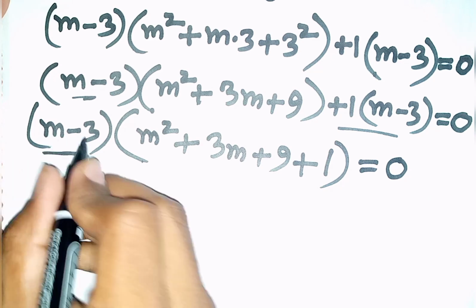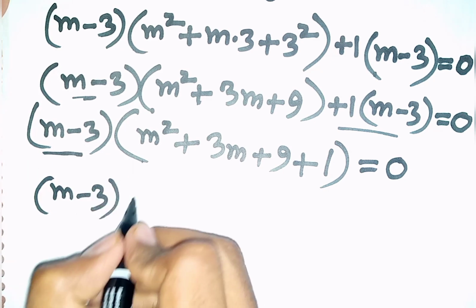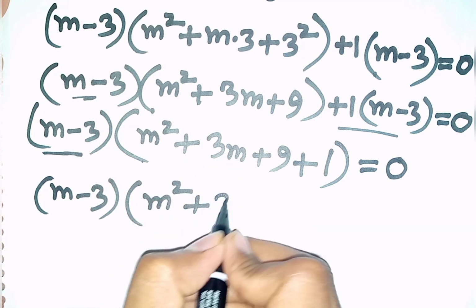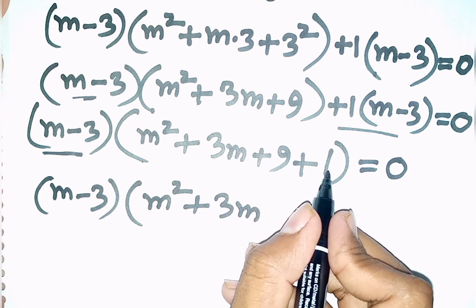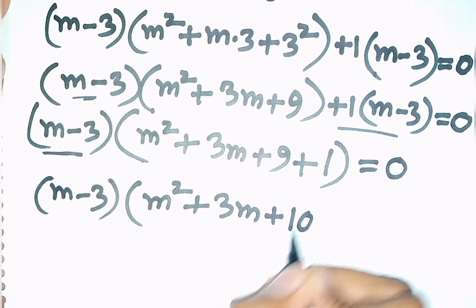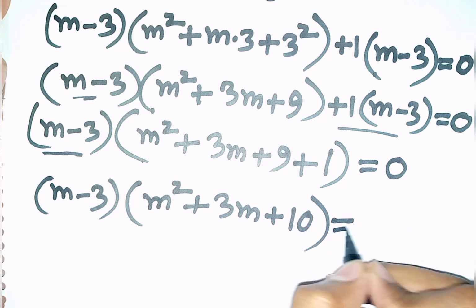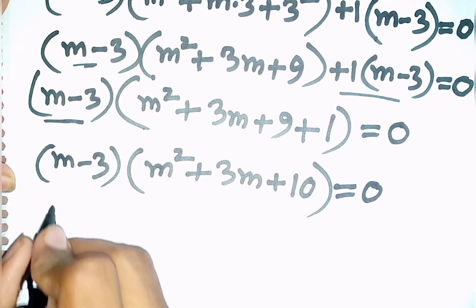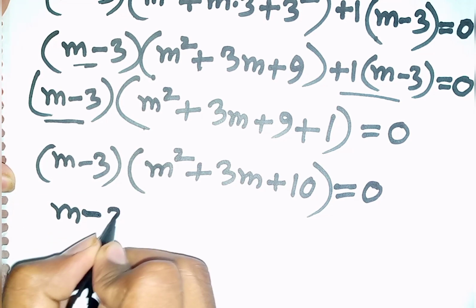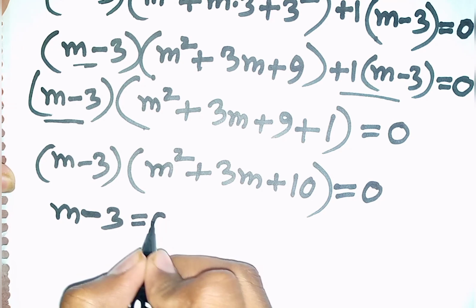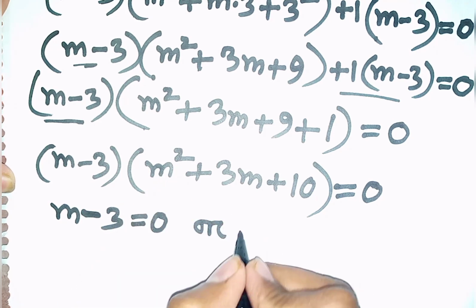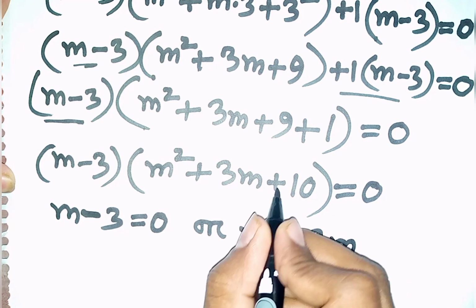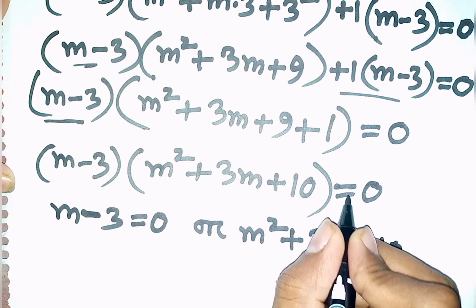Now we have bracket m minus 3 times m square plus 3m, then plus 9 plus 1, that means it will be plus 10, then bracket close, is equal to 0. Now we can write here m minus 3 is equal to 0, or m square plus 3m plus 10 is equal to 0.